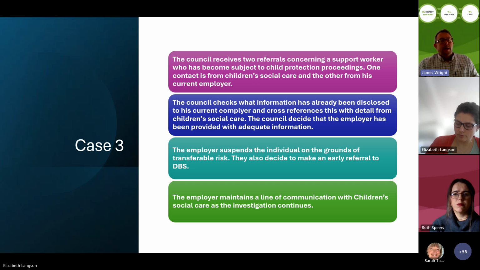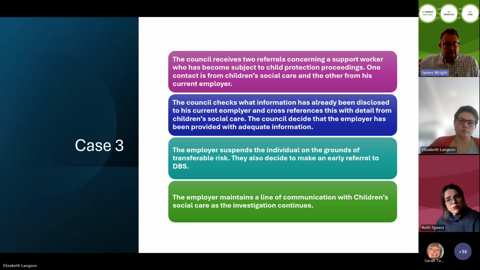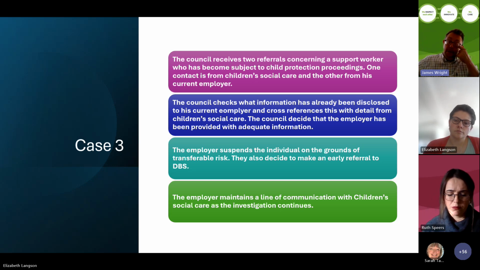What you'll find in other areas is that it may be taken up more as a safeguarding process with a set of meetings and reviews as the investigation continues.